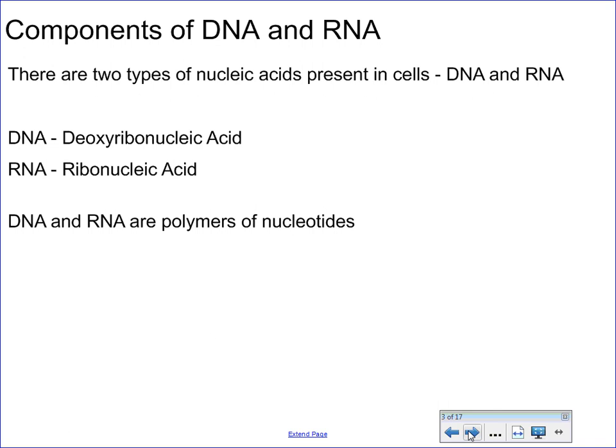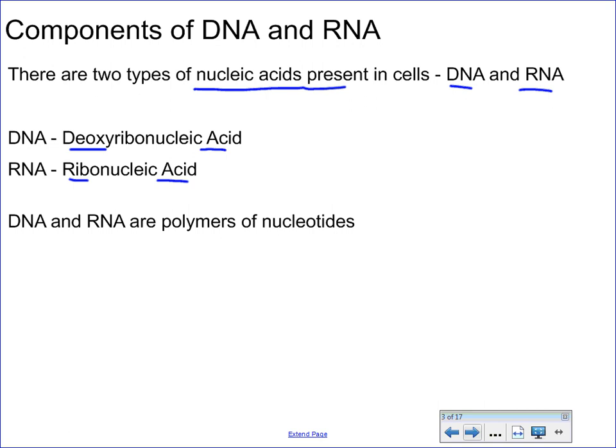We'll start with the basics, the components of DNA and RNA. DNA and RNA are two types of nucleic acids, and within cells, both types are present. DNA stands for deoxyribonucleic acid, and RNA is ribonucleic acid. We'll talk about where those names come from when examining the structure of DNA and RNA.